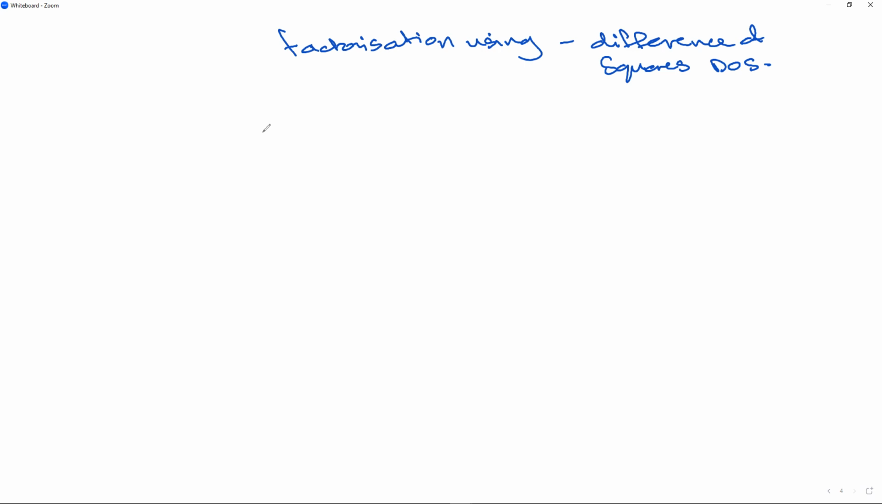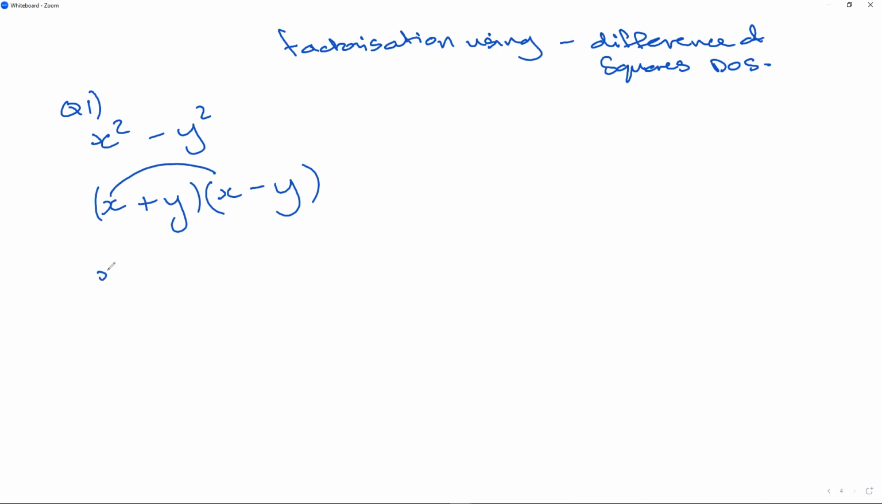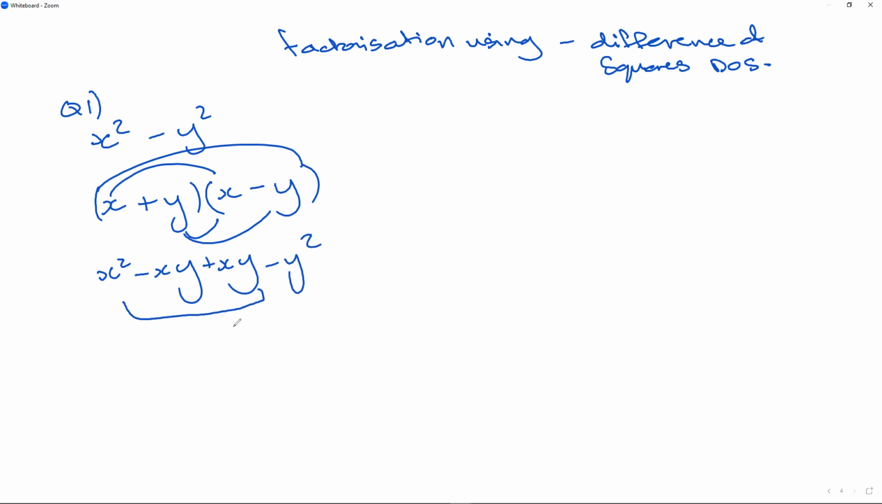So let's go to typical examples. Suppose I've got x squared minus y squared, and I want to factorize this. The first thing I notice is that if I put this in a bracket as x, y, and x, y, and I put a plus and I put a minus, it will multiply out and the middle term will disappear, because they'll be exactly the same but different signs. And they'll end up disappearing.